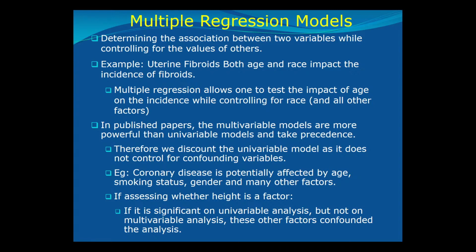For example, look at the examples. Coronary disease is potentially affected by age, smoking status, gender, and many other factors. But this type of association is very sophisticated, so we can simplify it by using correlation only. If assessing whether height is a factor, it may be significant in univariable analysis, but not on multivariable analysis. These are the factors that confounded the analysis.